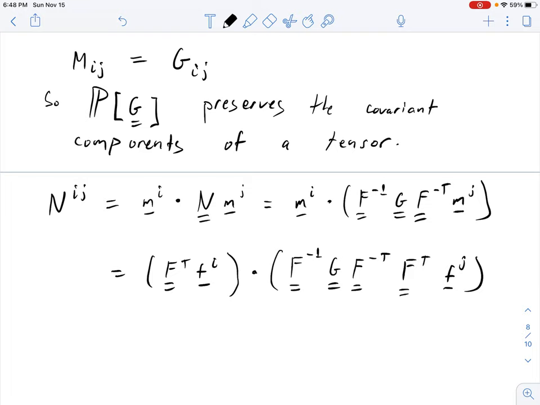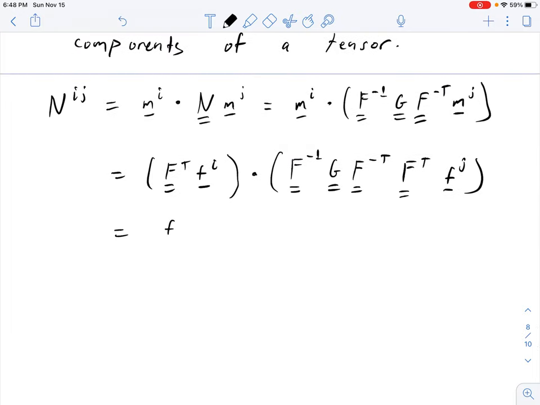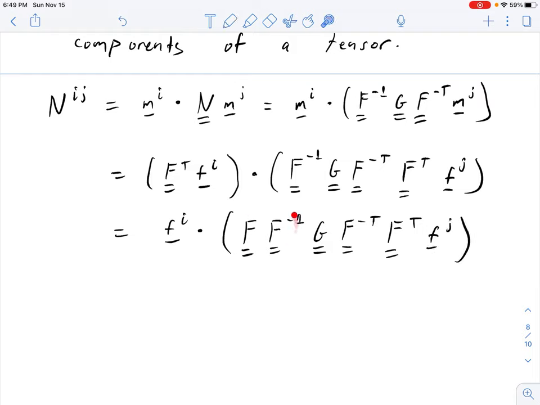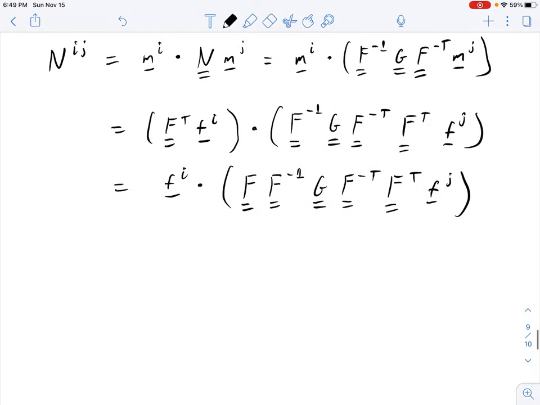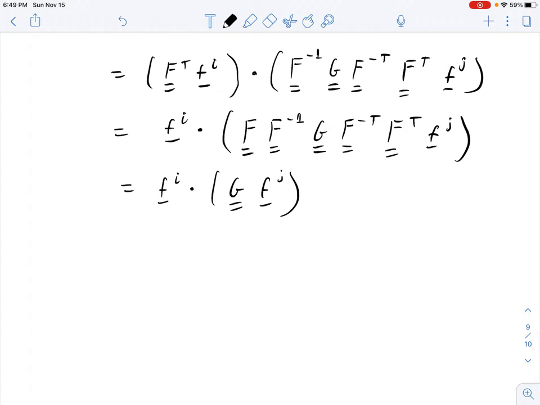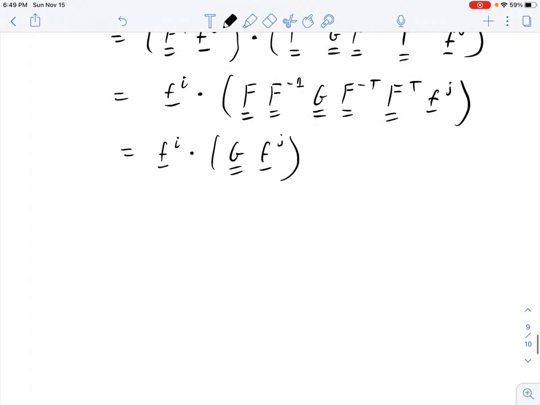All right, we can move that transpose over there. So that is equal to dual basis FI dot F times F inverse G F inverse transpose F transpose FJ. Well, these two are going to cancel and these two are going to cancel. So that is equal to FI dot G FJ. So this one preserves the contravariant components of G.